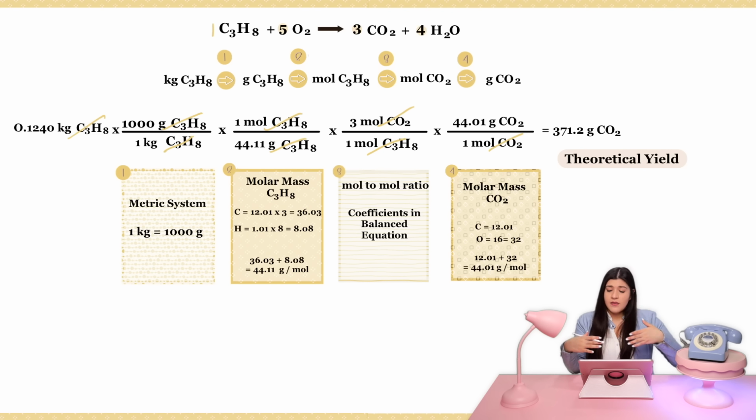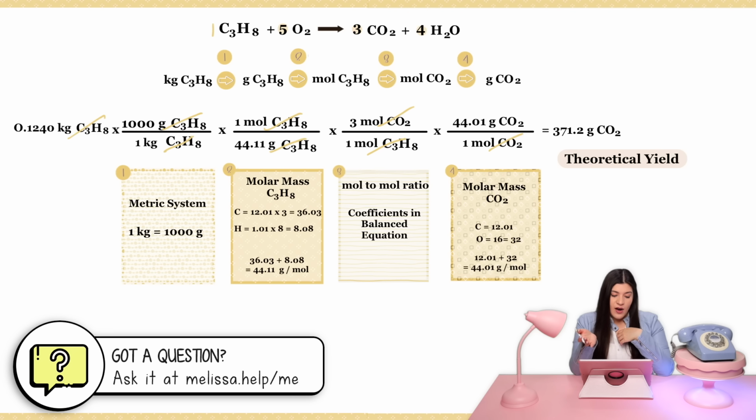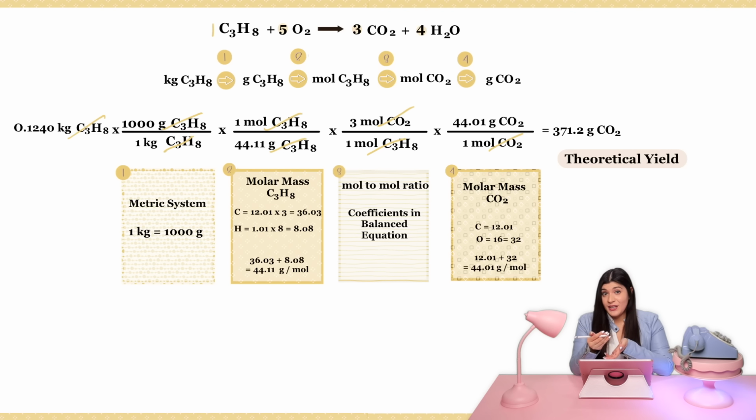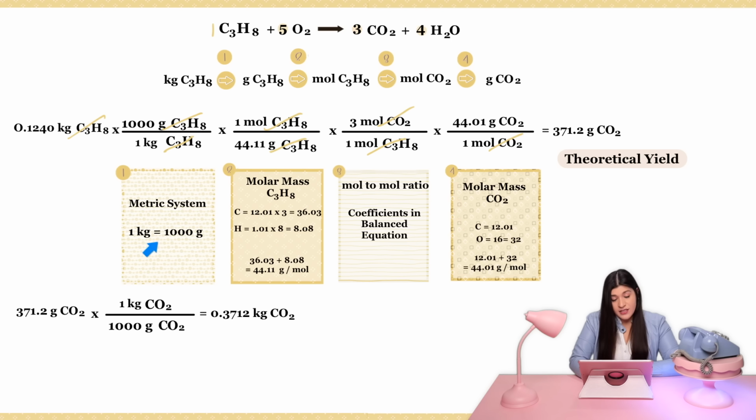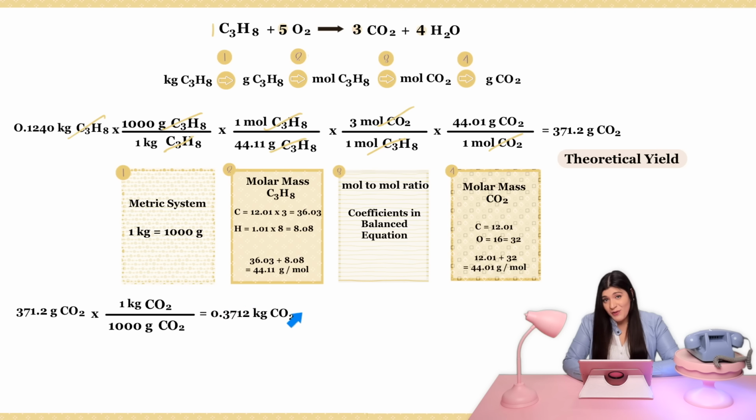We could stop here. That would still be correct. But because they gave us the amount in kilograms, everything was initially in kilograms, they most likely want the answer to remain in kilograms. So I'm going to convert this back down to kilograms. All I have to do, using that metric system conversion factor again, is align those units across so they can cancel. I'm dividing by 1,000, and that's going to give me this amount of kilograms overall. So this is my theoretical yield.